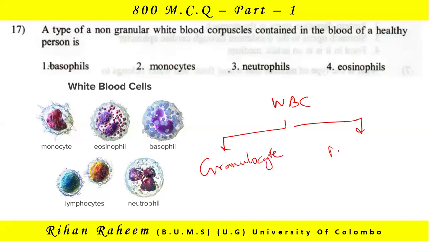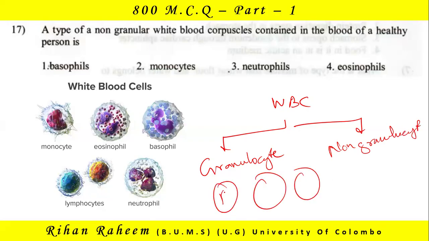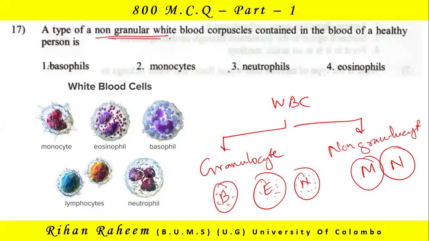Granulocyte and non-granulocyte. Granulocytes have dots. There are three: basophil, eosinophil, and neutrophil. Inside the cell, they have dots like these granules. Because of that, they are known as granulocytes. The non-granulocytes are monocytes and lymphocytes. They don't have dots. No dots inside. So non-granular white blood cells: basophil, eosinophil, and neutrophil are granulocytes. So the best answer is monocyte.